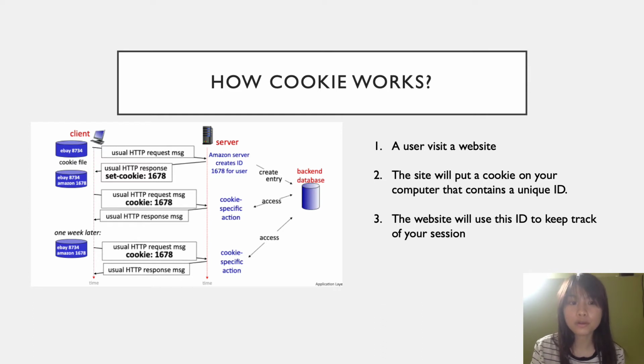Another example, as you can see on the slide, is when you visit a website, let's say Amazon. The site will put a cookie on your computer that contains a unique ID right here. Then Amazon uses this ID to keep track of your session, so that the site knows which shopping basket is yours and what items you previously looked at. So it can suggest items related to the items that you previously looked at.